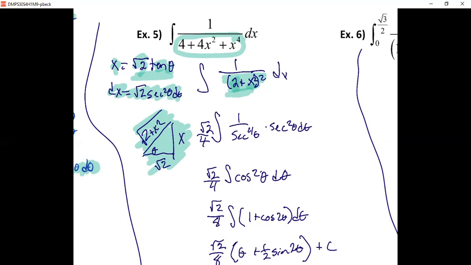So if x is the square root of 2 tangent theta, that turns this into 2 plus 2 tangent squared theta, and that whole quantity squared. If we factor out the 2, that's what gives us the 4. That 4 is where this comes from. And so this is now 1 plus tangent squared theta squared. And that 1 plus tangent squared theta is secant squared theta. And that secant squared is where we get the secant to the 4th.